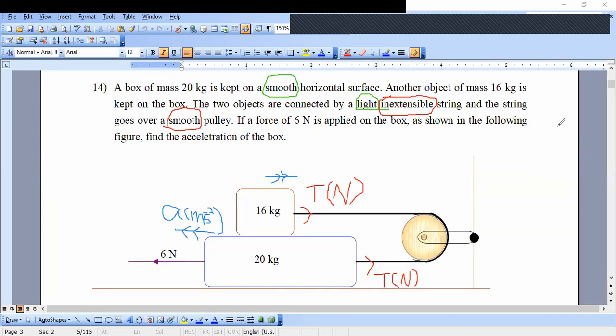Yes, sir. Simple. You see this 16 kg object connected to the 20 kg object. Very good. So if the 20 kg object is moving with an acceleration of simple a, the 16 kg object should also move with the same acceleration. But what about their moving directions?